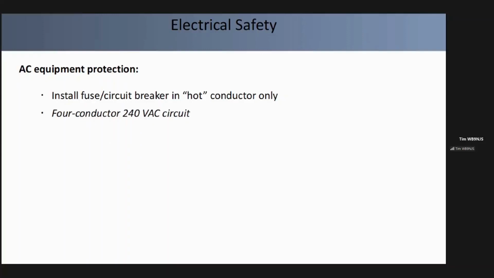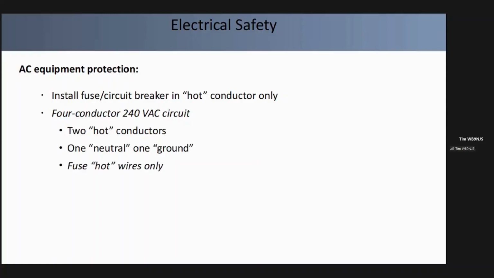The technician question, or I'm sorry, the general question brings up the concept of a 4 conductor 240 volt AC circuit. So there's 3 conductors in a 110 volt circuit. There's 4 in a 220 volt AC circuit. So in these circuits, there are 2 hot conductors, 1 neutral and 1 ground. So you would fuse or put a circuit breaker in those 2 hot conductors only. Yep, fuse the hot wires only.